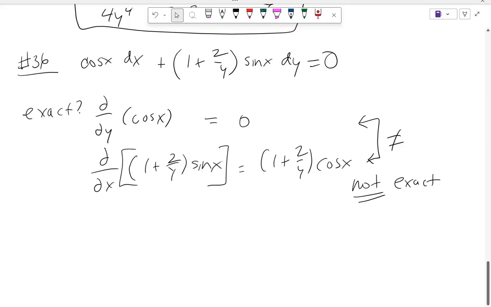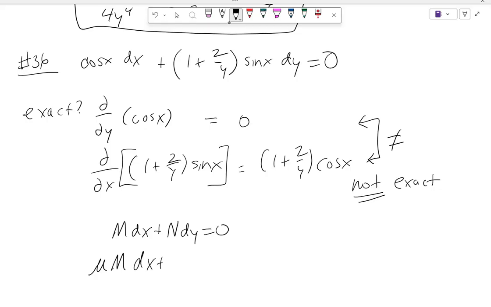Let's do it generally and then talk about how you do it in practice. All right, so we start with m dx plus n dy equals 0. And I want to multiply both sides by some integrating factor. Your book refers to the integrating factor as a mu, so I'll use a mu. Mathematicians love Greek letters. Okay. So let's multiply both sides by mu.